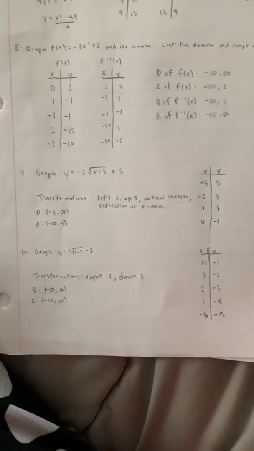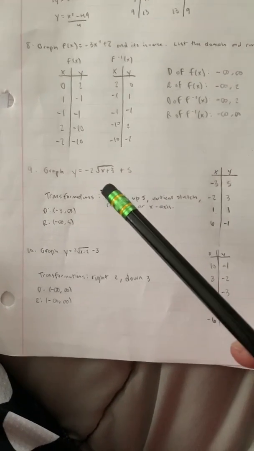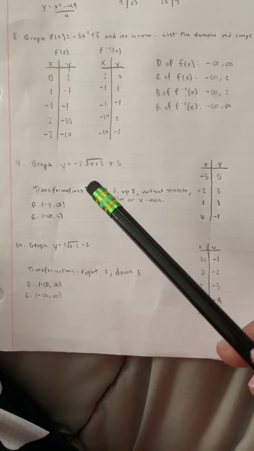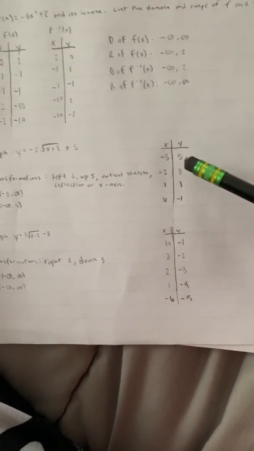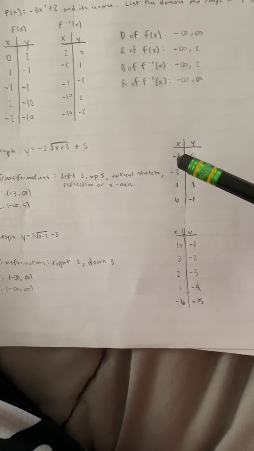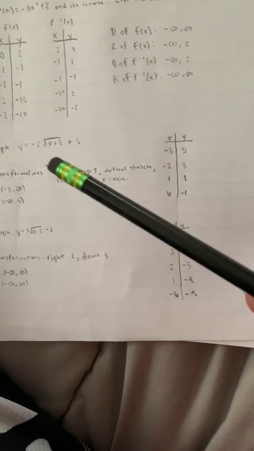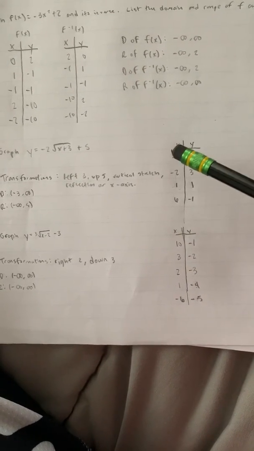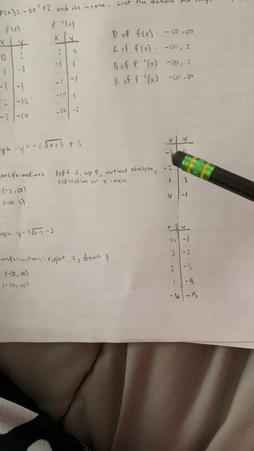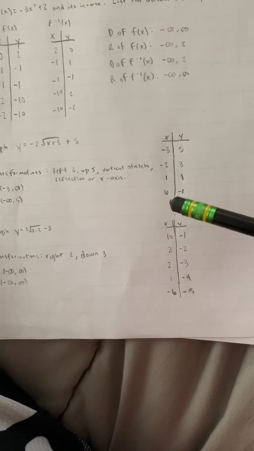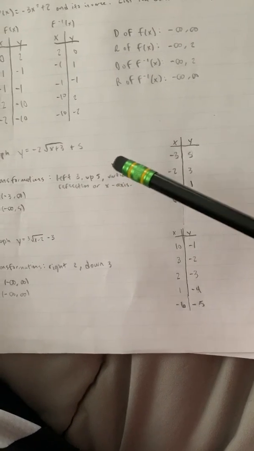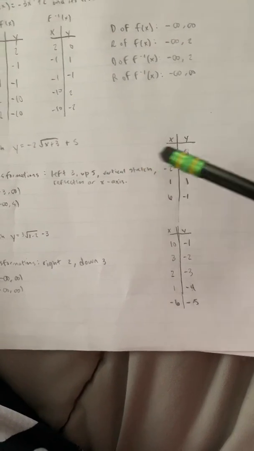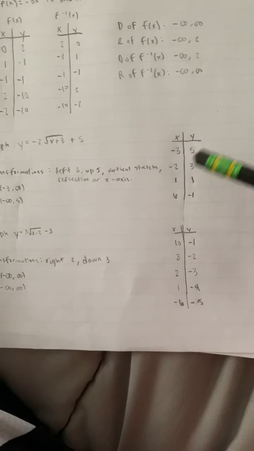Number 9, graph y equals -2 square root x plus 3, plus 5. First thing I did was I tried to get under there, under the radical, to equal 0, 1, 4, and 9. So -3 plus 3 is 0. -2 times 0 is 0, plus 5 is 5.